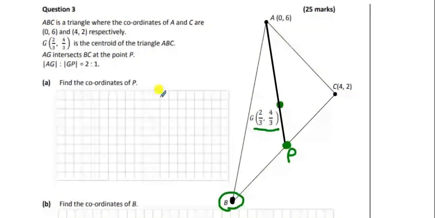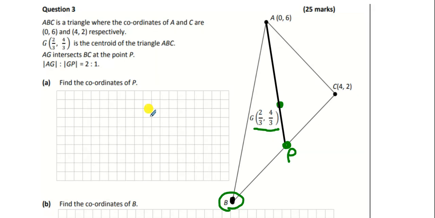Now 4, -2 is C. And then we have to find out what P is. We have to find the coordinates of P. All right, let's continue. Now, the next thing it tells you is there's a ratio 2:1. So G is twice as far away from A as it is from P. So G is 2/3 of the distance from A to P, because it gives you the ratio of 2:1. So that can work out quite easily.